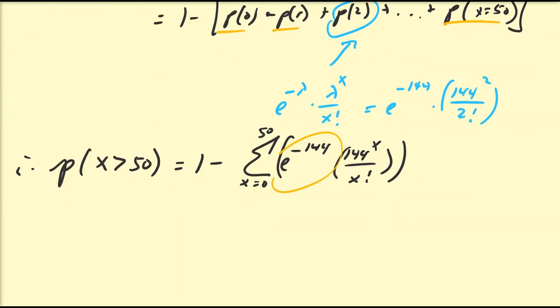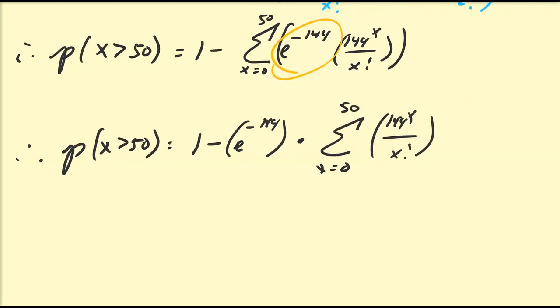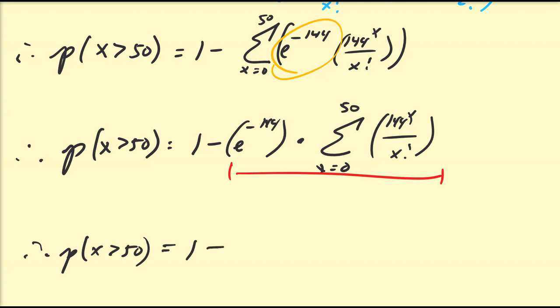Just a side note though, e to the minus 144 is a constant, so technically you can factor that out of the sum. So you have the probability that x is bigger than 50 is going to be equal to 1 minus e to the minus 144 times the sum from x is equal to 0 to 50 of 144 to the power of x over x factorial.